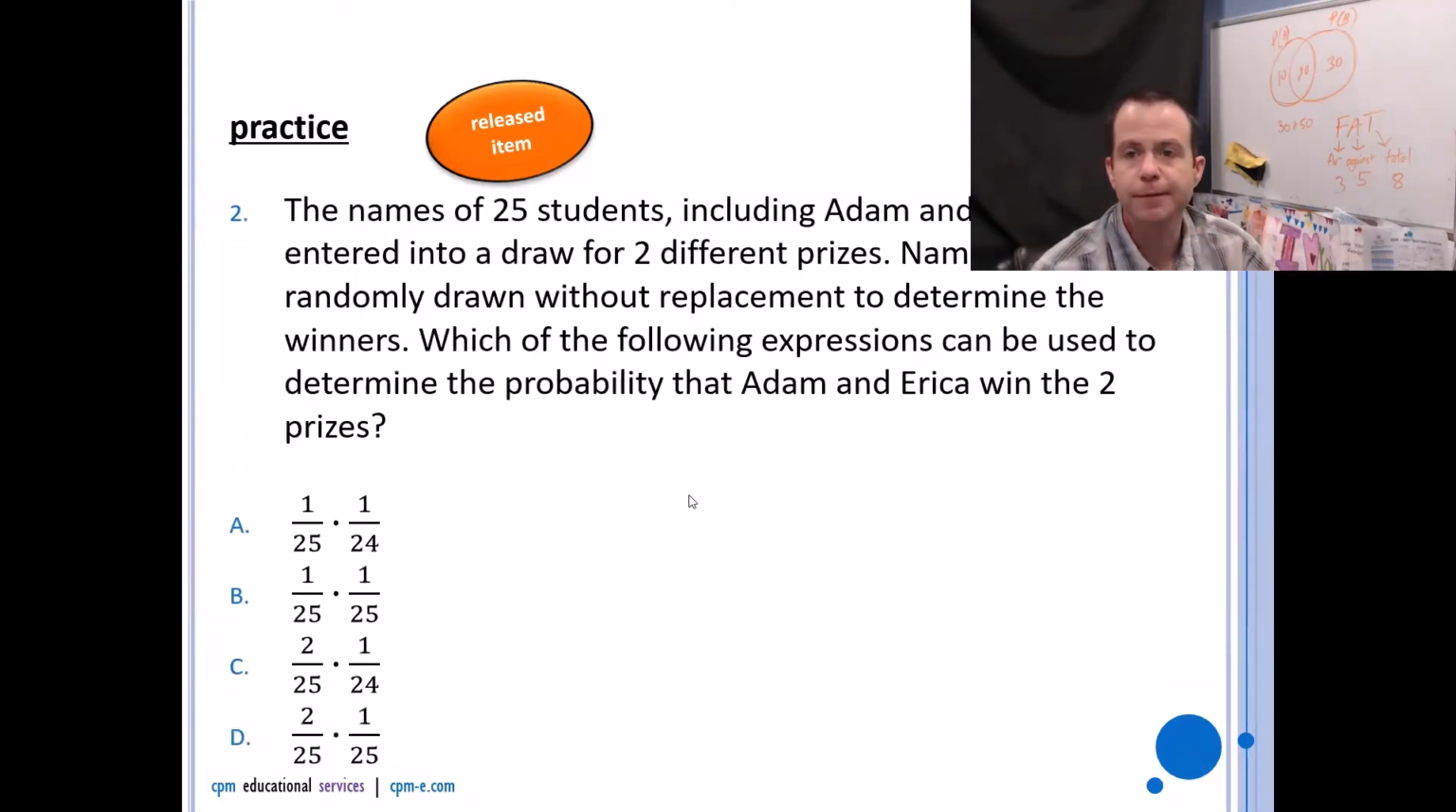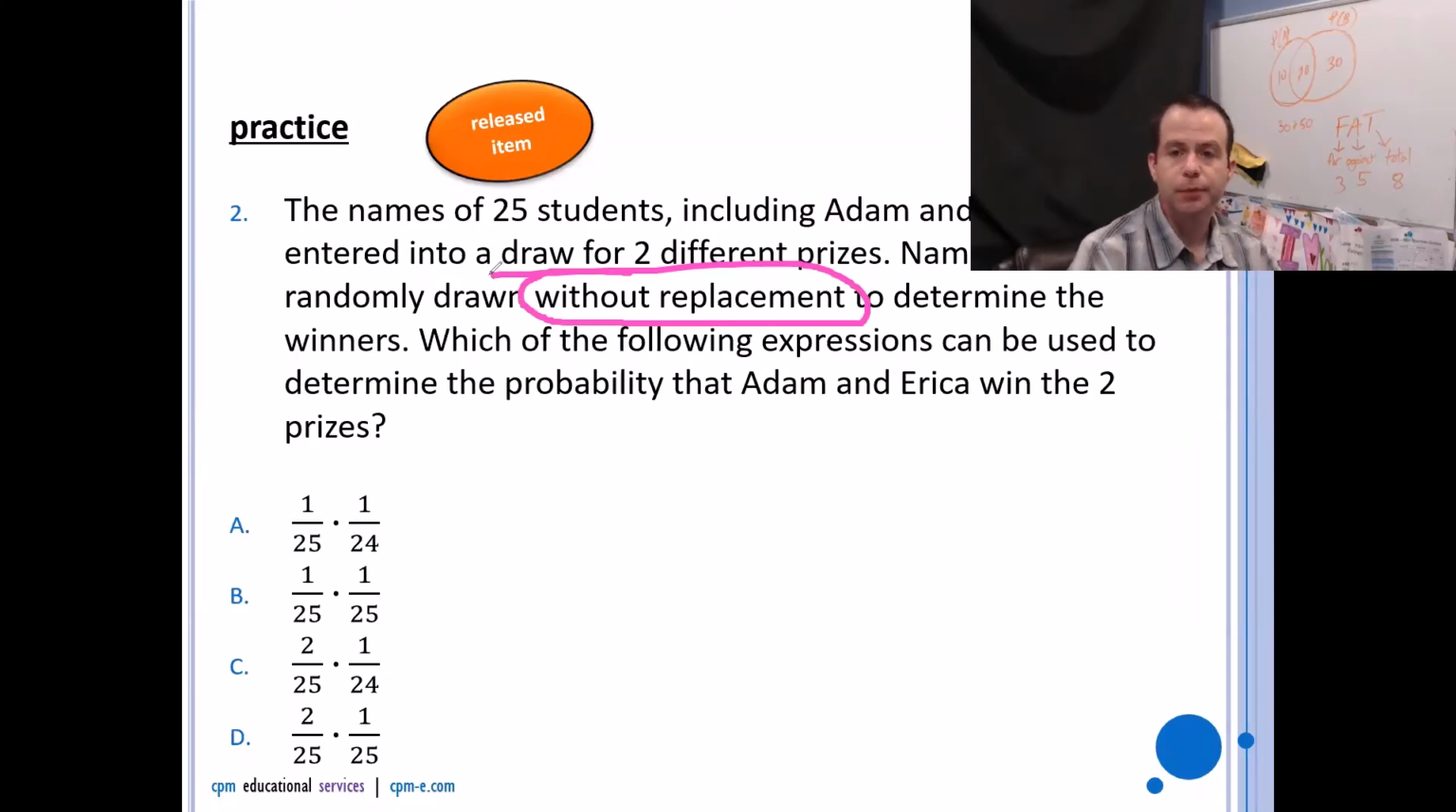The names of 25 students, including Adam and Erica, are entered into a draw for 2 different prizes. Names will be randomly drawn without replacement. Okay, there's a key word there, without replacement, to determine the winners. Which of the following expressions can be used to determine the probability that Adam and Erica will win both prizes?